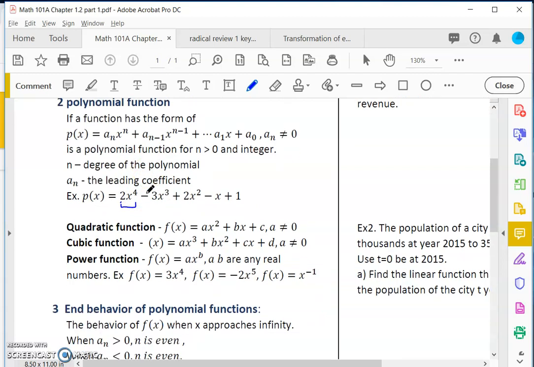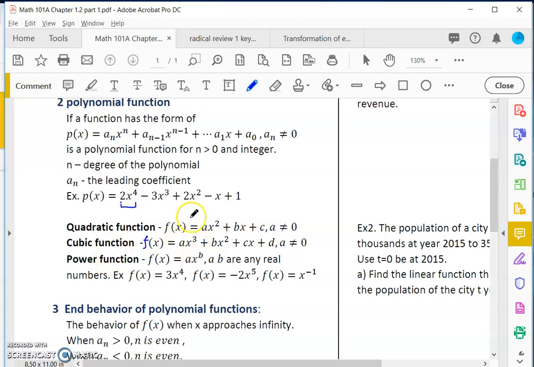There are several particular polynomial functions that are very common, and we give them a name. So quadratic function is where the degree is 2, f of x equal to ax squared plus bx plus c, where a is not 0. And then there's a cubic function. The highest exponent is 3. So the leading term is ax to the 3.